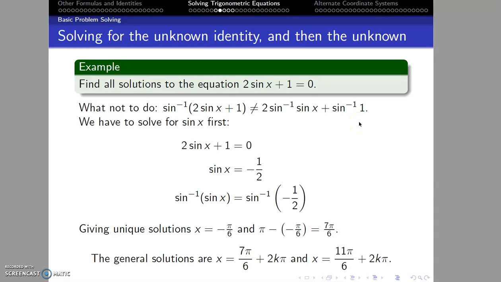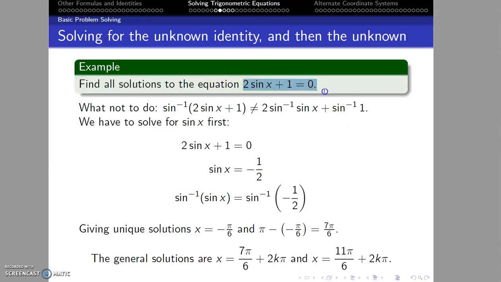Arcsine and arccosine and arctangent are great. They are inverse functions. They undo sine, cosine, and tangent respectively, but that's all they undo. Arcsine undoes sine. It does not undo 2 sine of x. It does not undo sine squared of x. It does not undo anything but sine of x. And so, when we are trying to work trigonometric equations, and we don't simply have sine x equals number, or cosine x equals number, or tangent x equals number, we have to work to get there first.